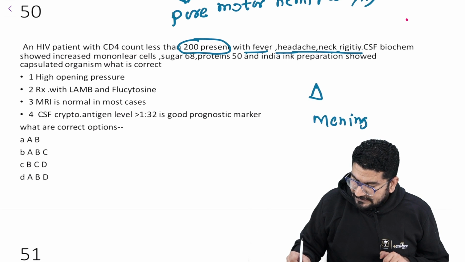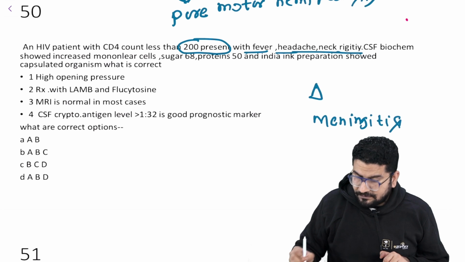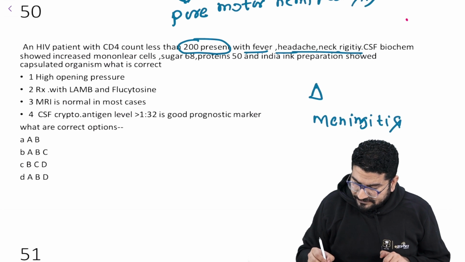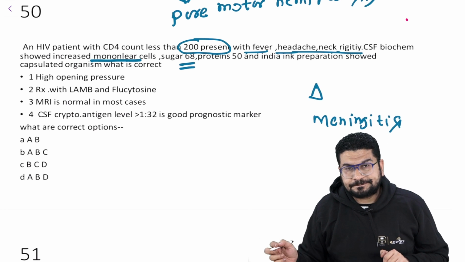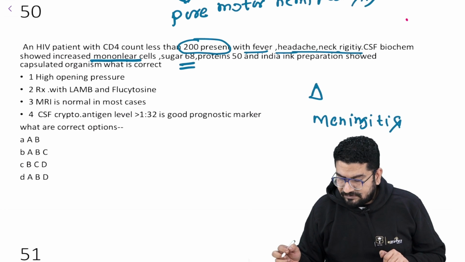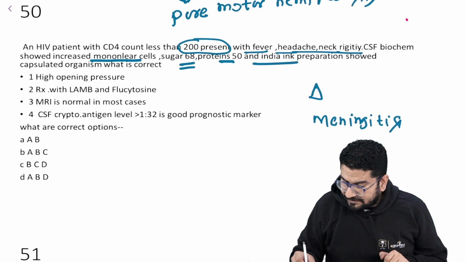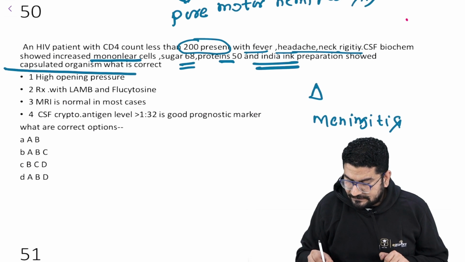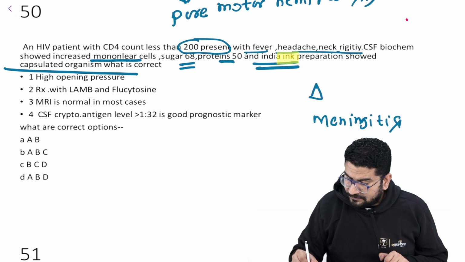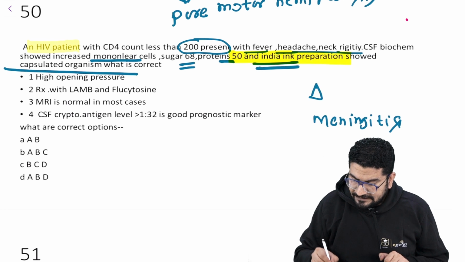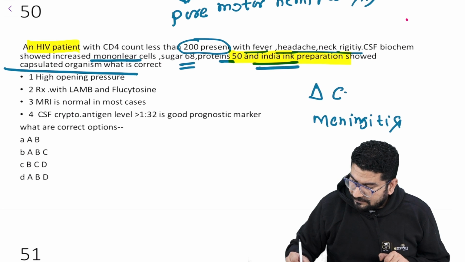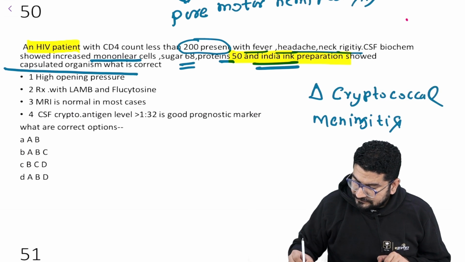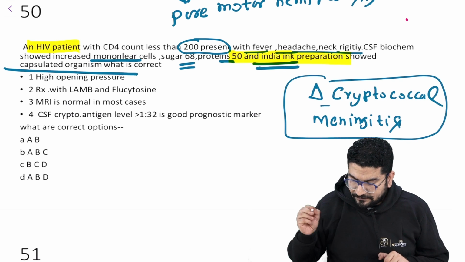When they are mentioning HIV, you know, in HIV, cryptococcus is very common. CSF biochemistry shows increased mononuclear cells. Sugar is 68. Normal sugar is 2/3 of blood sugar. Protein 50. India ink preparation showed capsulated organism. So this is the biggest hint in the MCQ. Two hints here, India ink and HIV. So the diagnosis will be cryptococcal meningitis. This is our diagnosis.